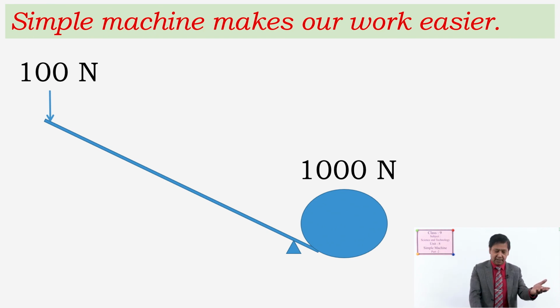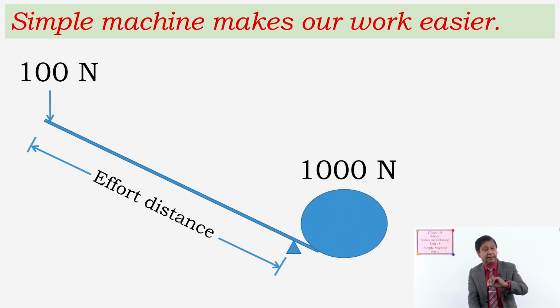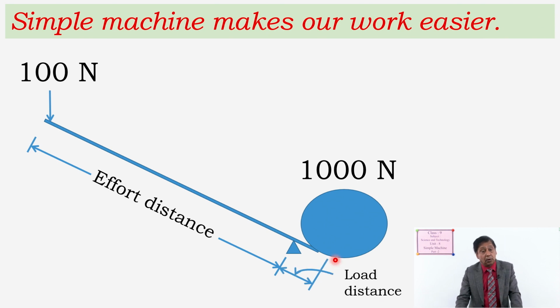How is this possible? It is possible only when the effort distance, that is the distance from the effort to the fulcrum, is greater than the load distance, that is the distance from the fulcrum to the load. If the effort distance is greater in a simple machine, then we can raise a heavy load by applying less effort, and thus a simple machine makes our work easier. This is the meaning of a simple machine makes our work easier.